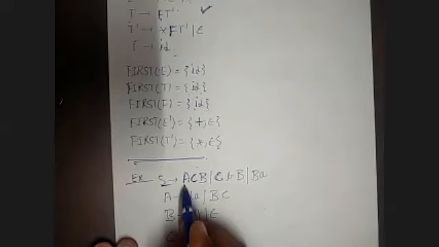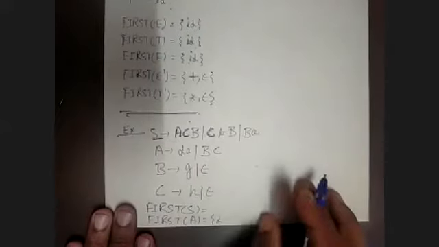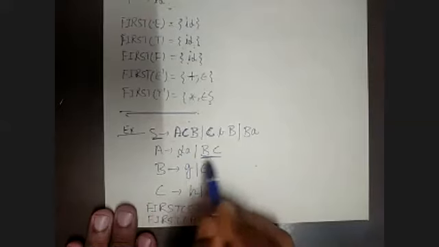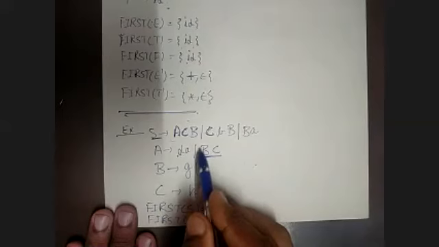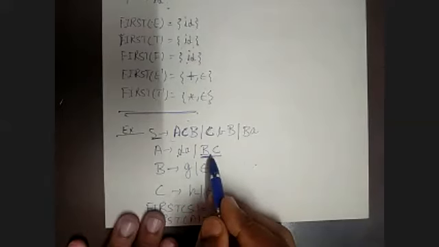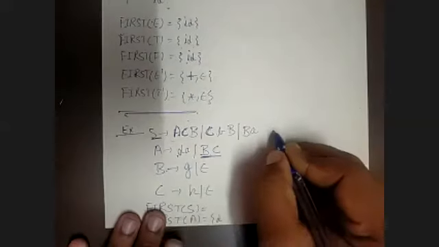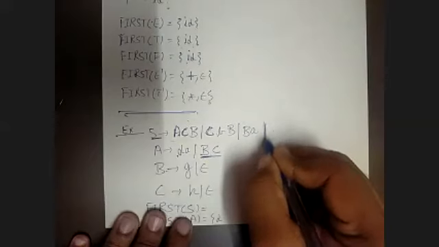First of S: this is a non-terminal symbol, so you find out the first of A. First of A contains D. But in the second production, again a non-terminal occurs, and the non-terminal is capital B. So we find out the first of B. Write it down here.